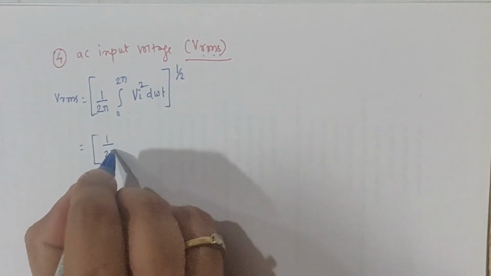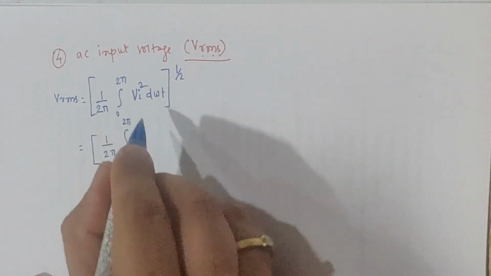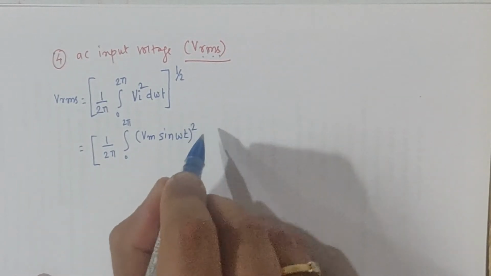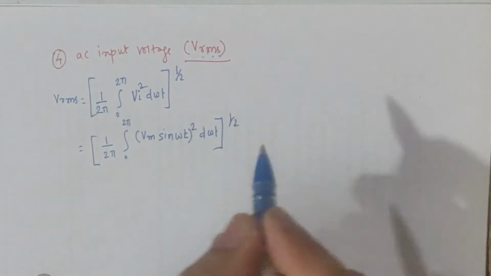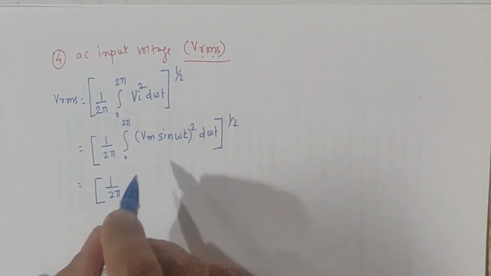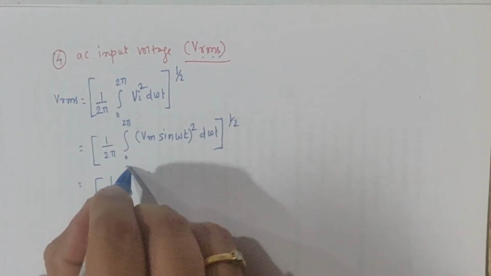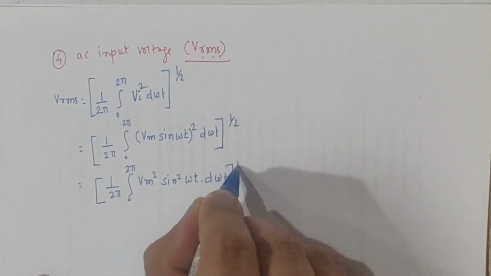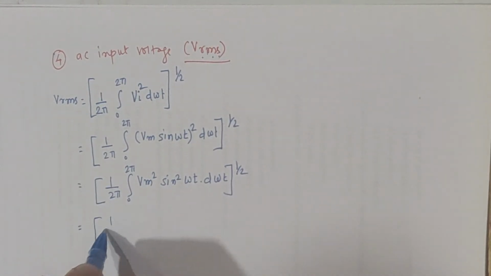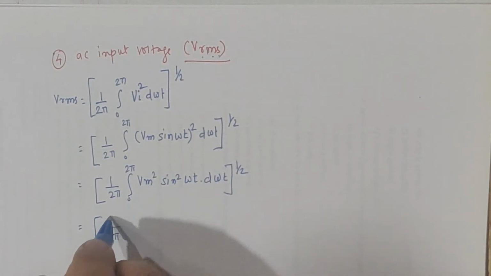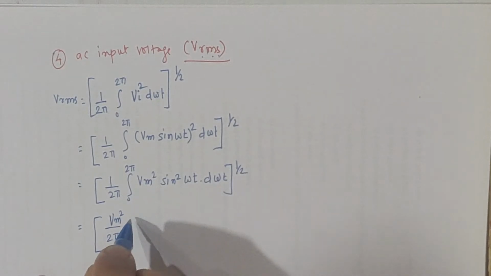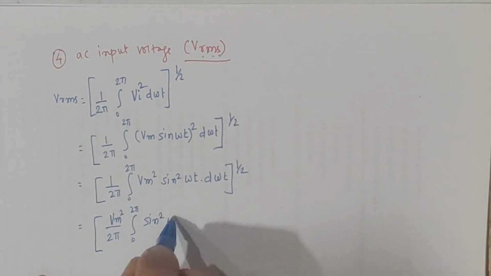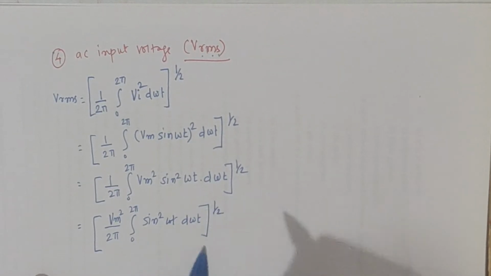So it is going to be 1 upon 2 pi integration of 0 to 2 pi. Now what is Vi? It will be Vm sine omega t squared d omega t, and the root of the entire thing. Again it will be 1 upon 2 pi. Now I am just squaring the term. So it will be Vm square sine square omega t d omega t, and then this. Then it will be 1 upon 2 pi. I will be taking Vm square outside because it is peak voltage, which is constant. So Vm square by 2 pi is constant, so it is taken outside. And then I will be having 0 to 2 pi of sine square omega t d omega t, and a root of the entire thing.